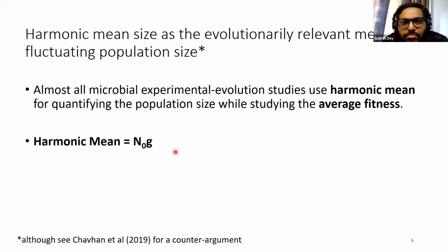Now, at some other place, we have actually vigorously argued against this particular measure, but that's a story that doesn't affect the current story in any particular way. So for this present purpose, we are going to assume that this is the evolutionarily relevant population size, which means that the higher the N0 into G, you expect the population to evolve faster. You expect them to hit the fixation events, a mutation in them to become fixed much faster.